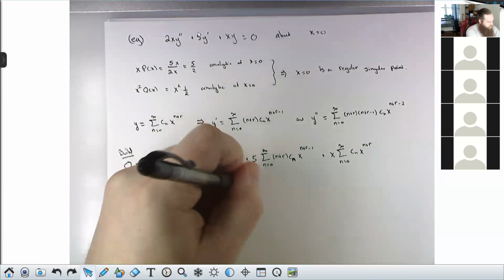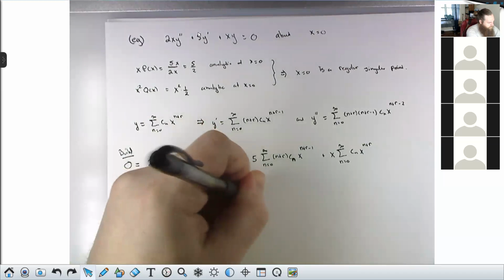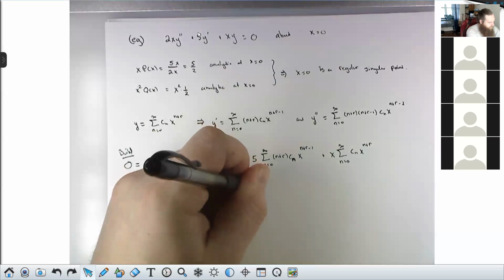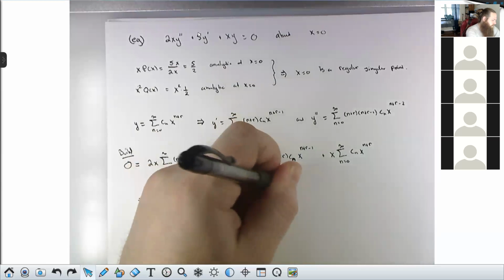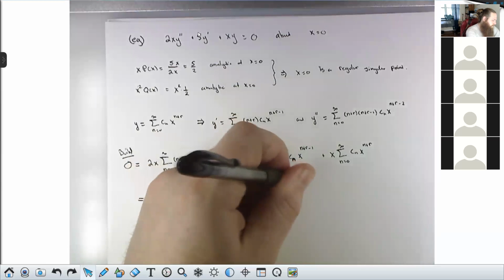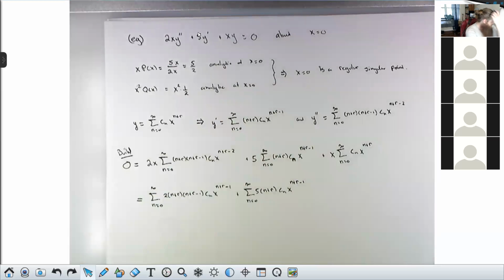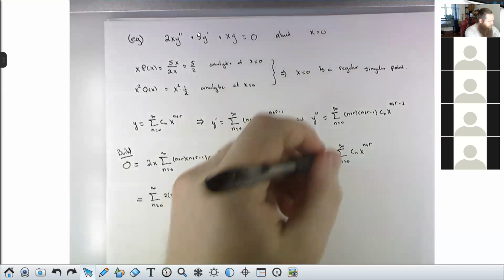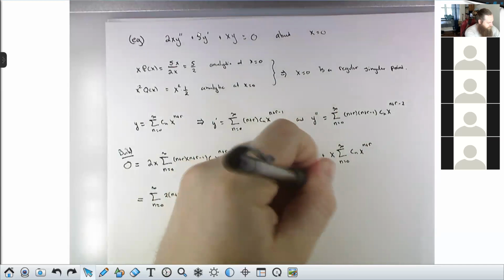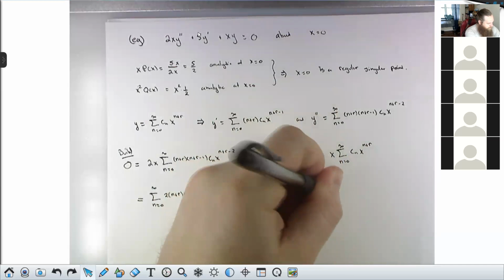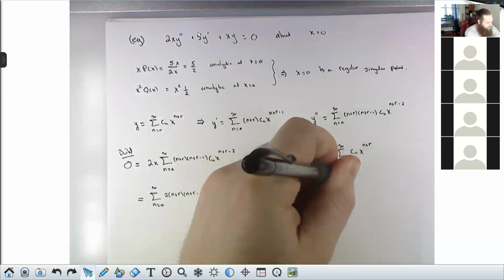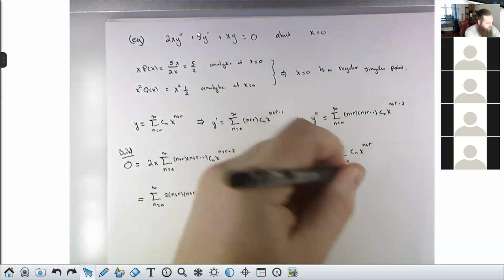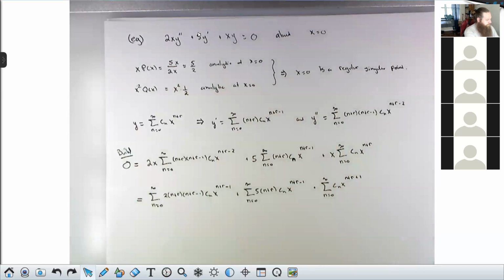Plus sigma n from 0 to infinity, n plus r, Cn x to the n plus r minus 1. So that's nice, those match. But this guy is going to be way off. He's going to be plus sigma n from 0 to infinity, Cn x to the n plus r plus 1. So there's a gap of 2.